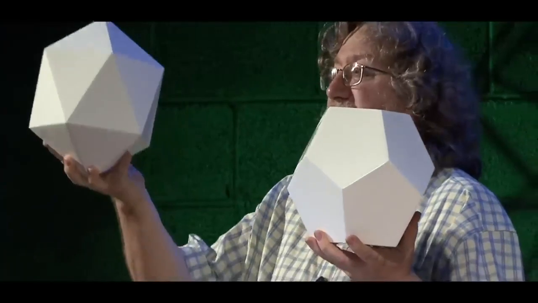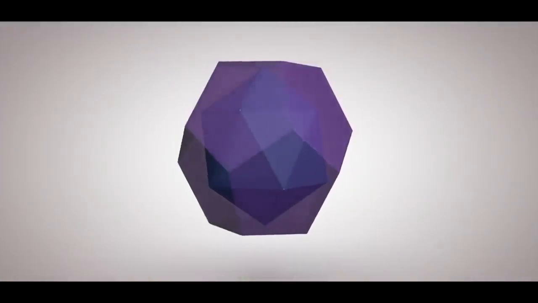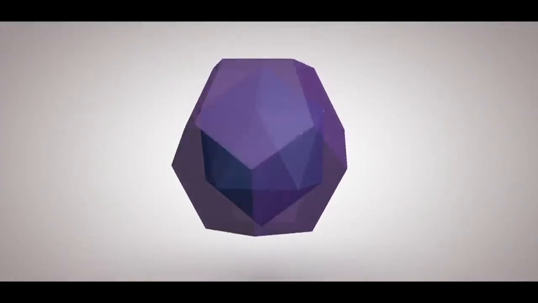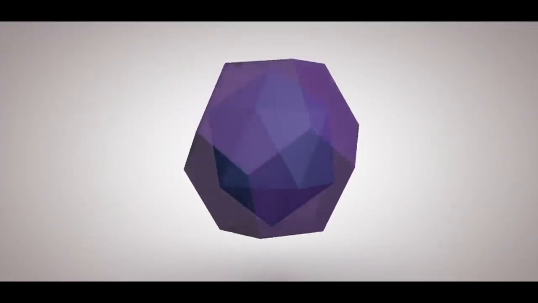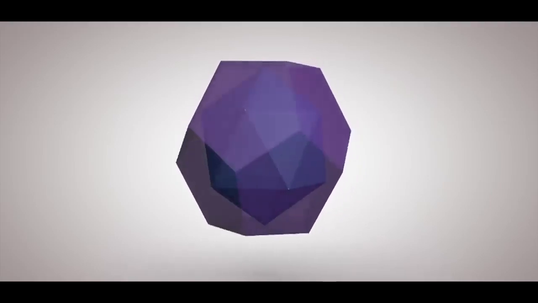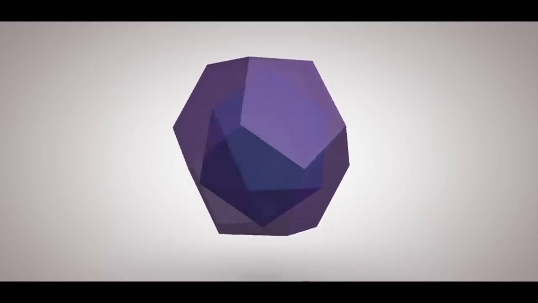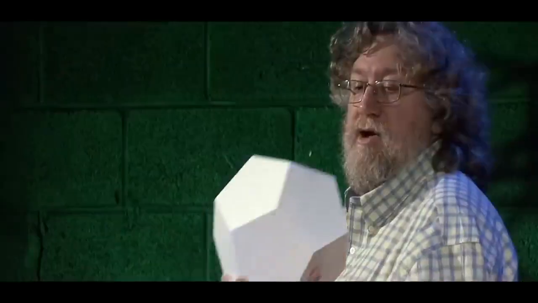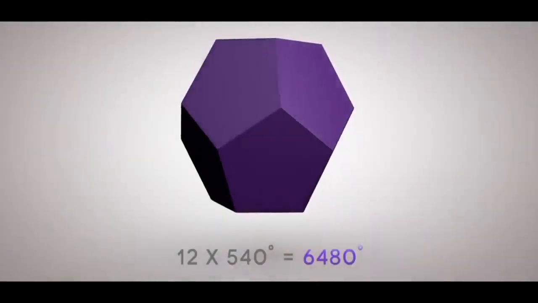We could actually suspend this icosahedron. If the dodecahedron was hollow, we could put it inside, and we would discover that each corner of the icosahedron coincided with the center of the pentagonal face of the dodecahedron. Okay, each pentagonal face, as we found out, each edge was 108. 5 times 108 is 540. 12 times 540, as it says, is 6,480.